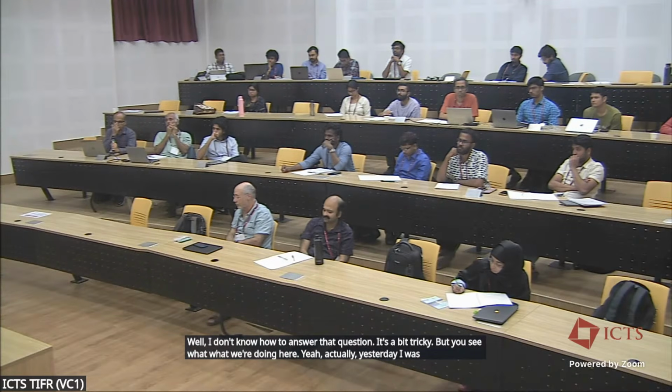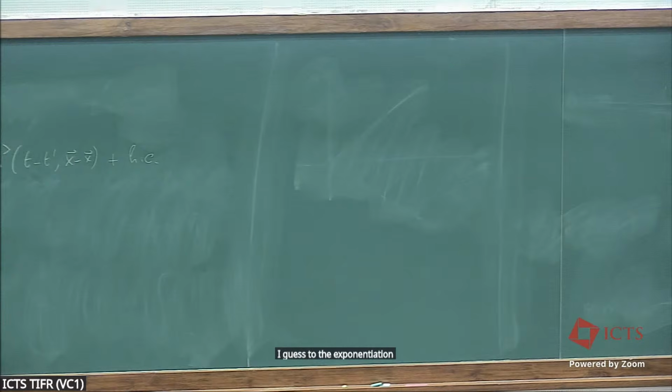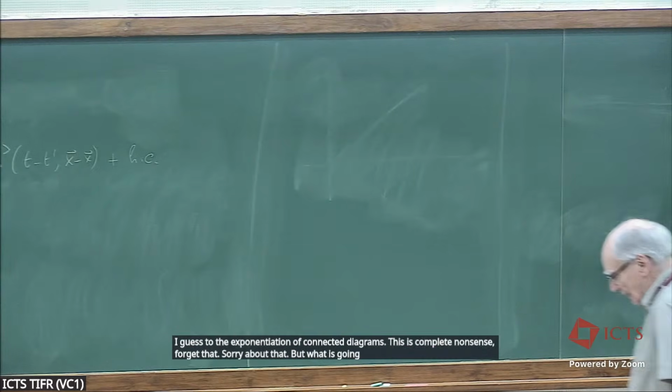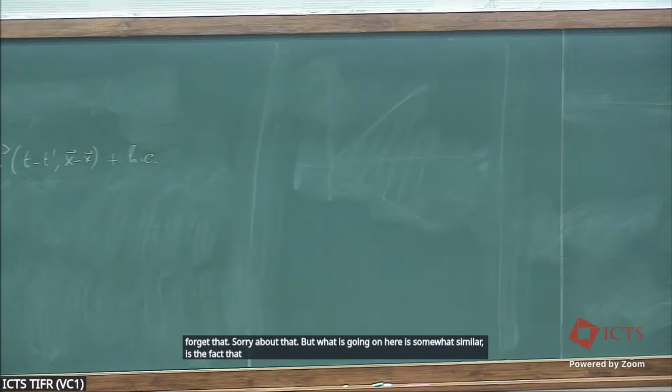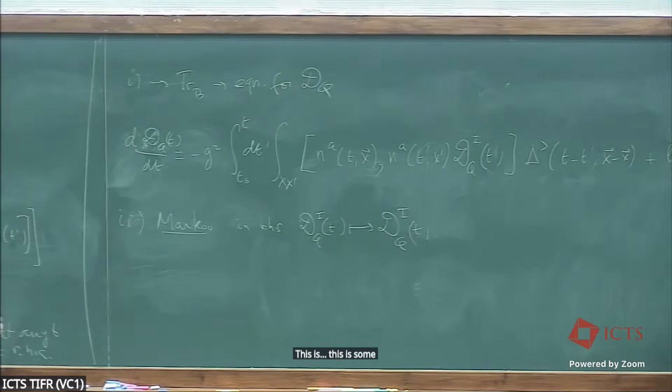Yeah, actually, yesterday I made a completely wrong statement. When discussing the exponentiation of a second order result, I was referring at some point, I guess, to the exponentiation of connected diagrams. This is complete nonsense. Forget that. Sorry about that. But what is going on here is somewhat similar. It's the fact that you see, this is somehow iterating a second order correction.